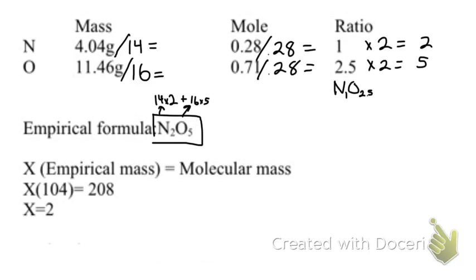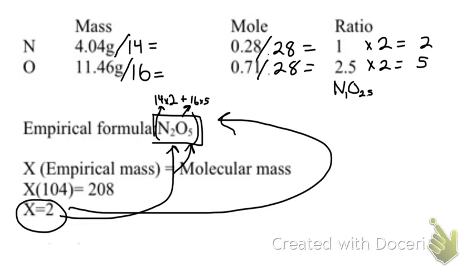Well, great. What the heck does that mean? The last thing you need to do is take this value that you're given and multiply each subscript by that value in order to come up with your molecular formula. So nitrogen times 2 is 4, oxygen times 2 is 10. So we get a molecular formula of N4O10.